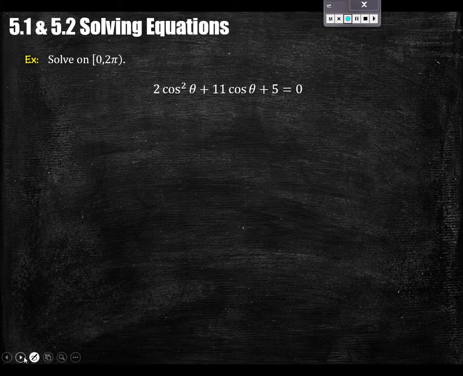Cosine squared. Oh, this looks nasty. What's going on here?